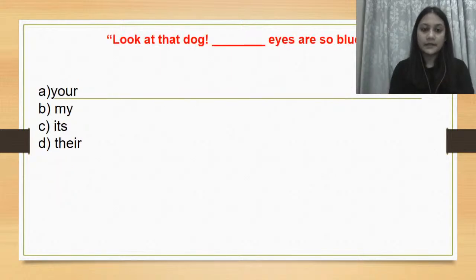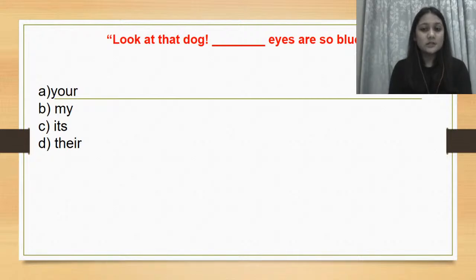Clear? Next. Look at that dog. Dash eyes are so blue. I think it's a husky. You know, husky is the dog breed. Huskies are blessed with blue eyes. They're so fascinating and beautiful to look at. So it says, look at that dog. Dash eyes are so blue.